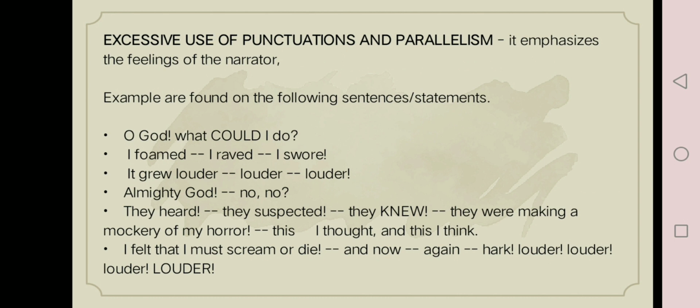This feature of syntactic deviation, the use of excessive punctuation, is not the norm in simply writing a story, but it was given life in the story, for it emphasizes the feelings of the narrator, where the normal construction of sentences is violated.